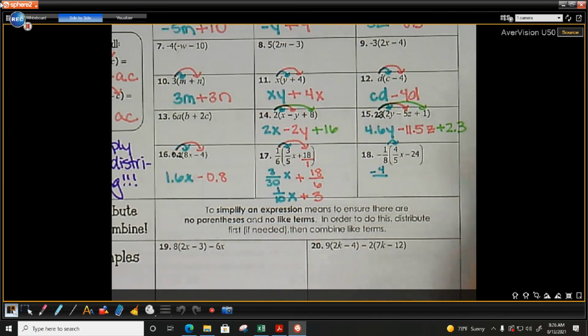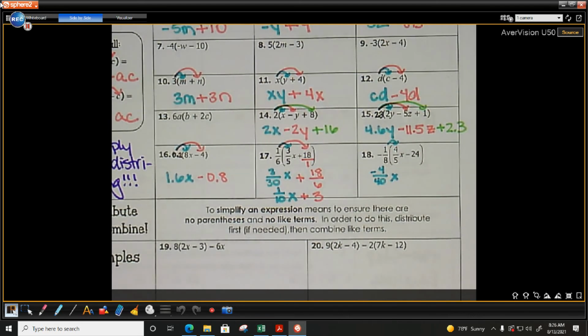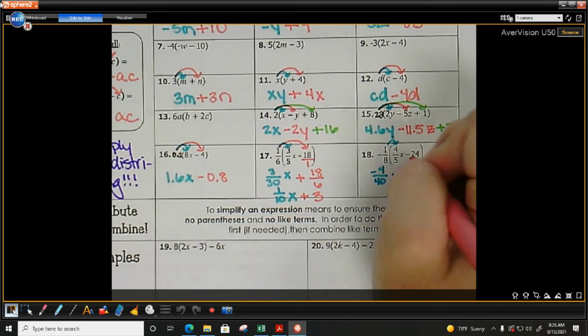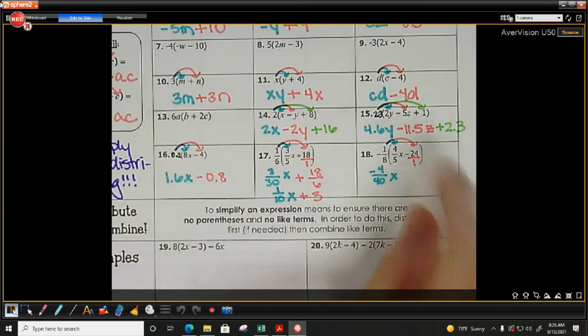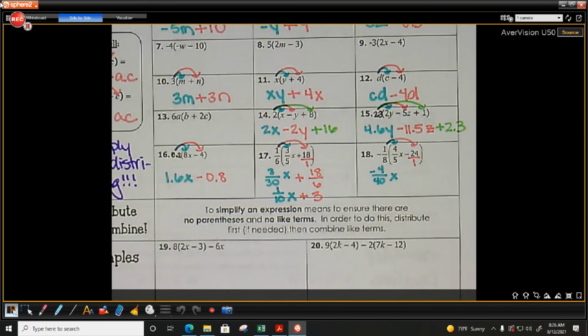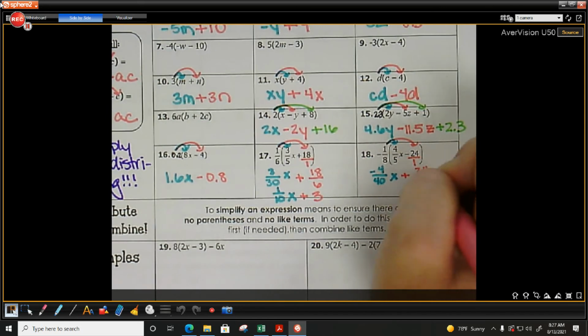Put your 24 over 1. What's negative 1 times negative 24? Positive 24. And 1 times 8? 8. Are we okay with how I'm doing that? The numerator is multiplied together, the denominator is multiplied together.